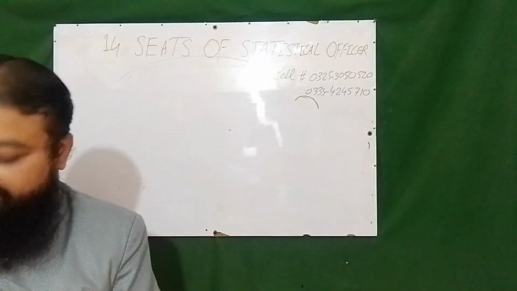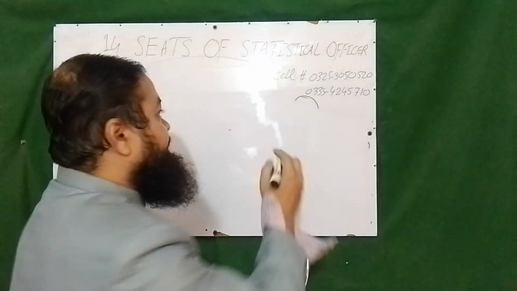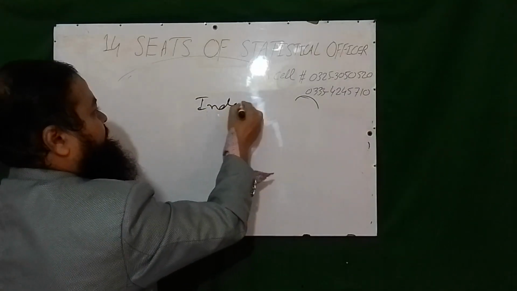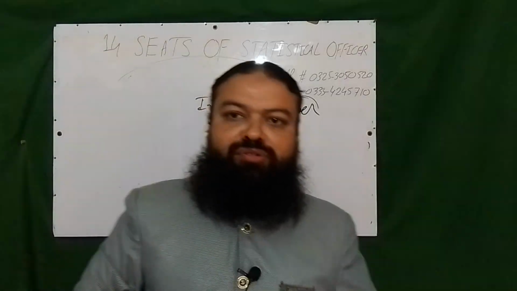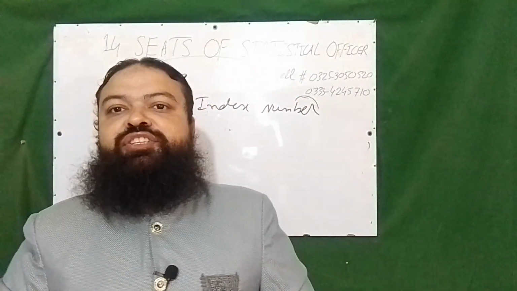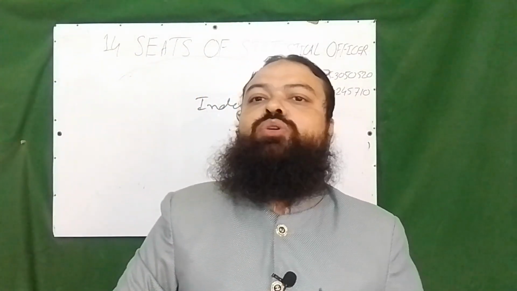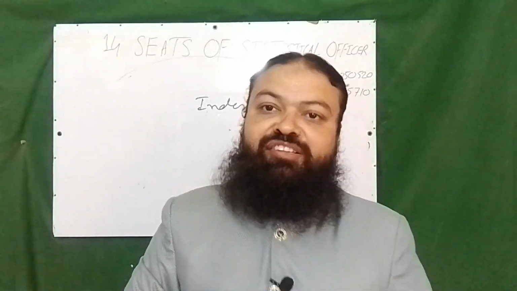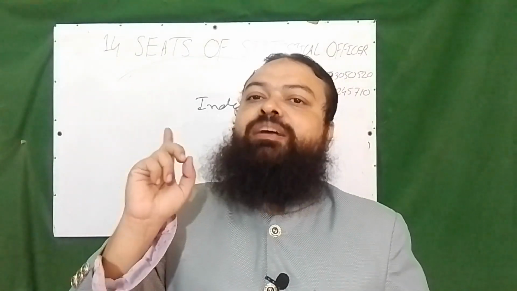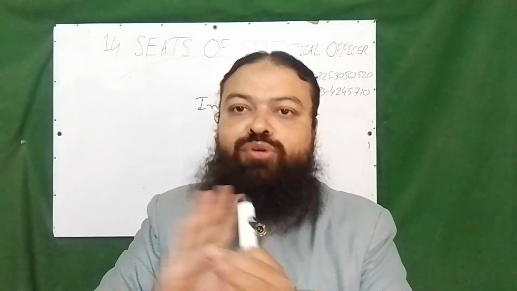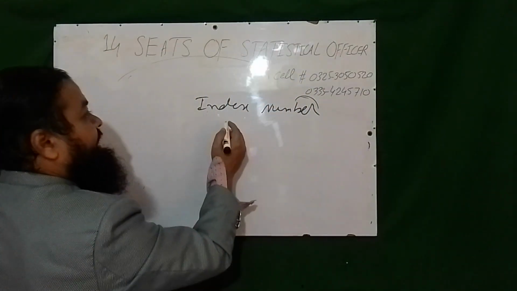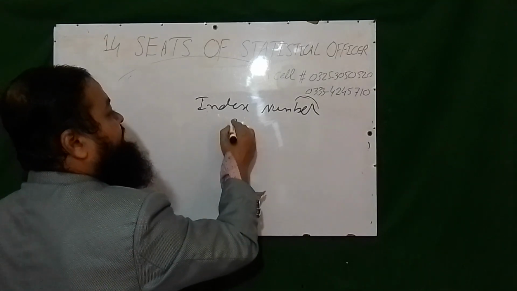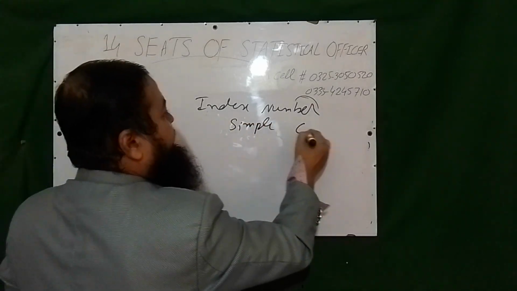Then the next one is index numbers. A very important concept. It is a tool which tells us the change in one variable or more variables with respect to time and space. It's a pure number. It has no unit, no centimeter, no millimeter. And then there are two main types of index numbers: simple index and composite.